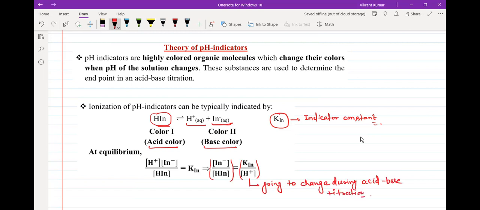And if this is changing, so the ratio of base to acid is changing. So definitely that is going to change the color of the solution. Is it okay?